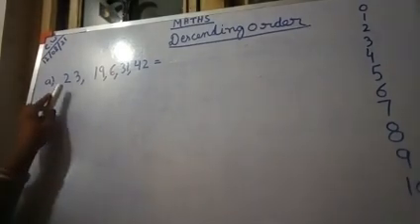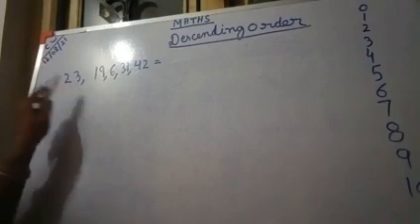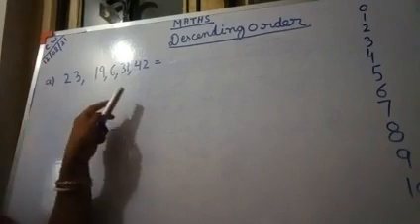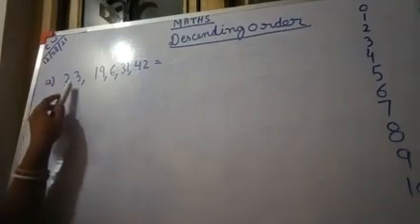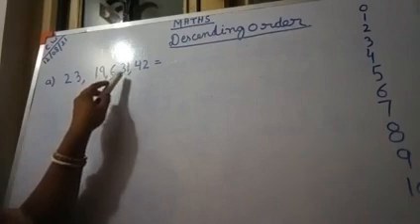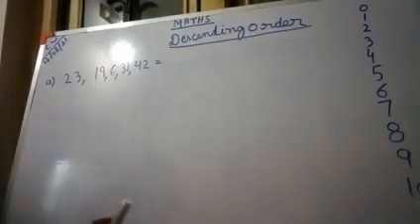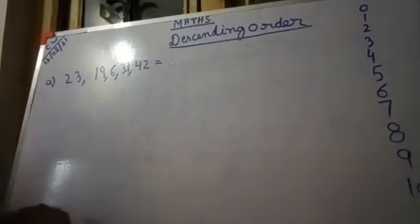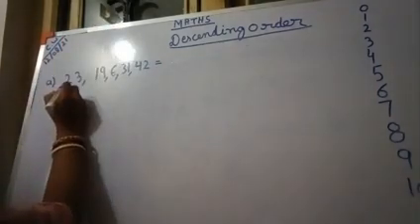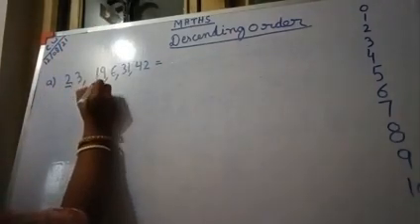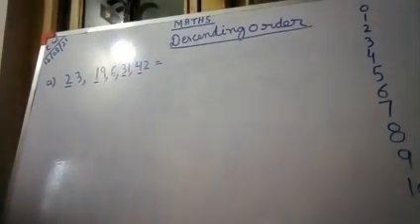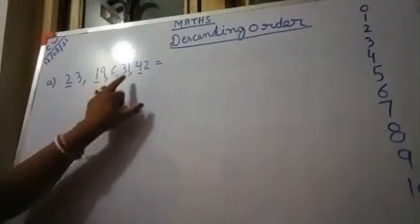This way, you see 23, 19, 31, 42. Among them 6 is the smallest one, so leave the 6. We will see the tens place number first of all. Here it is 2, here it is 1, here it is 3, and here it is 4. The tens place numbers are 2, 1, 3, 4.